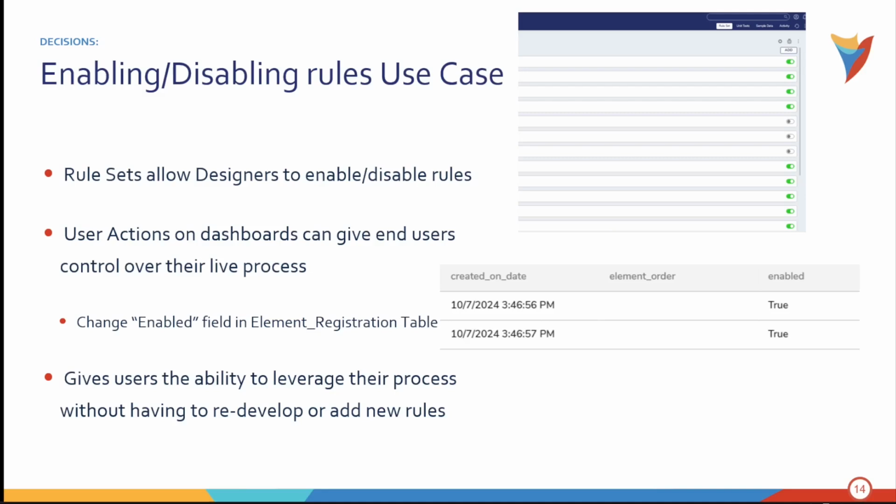In addition to that, you have the ability to have a dashboard with a report that could display all of your rules. Using the element registration table, you can choose whether or not those rules are enabled or disabled. There's a field on the element registration table called enabled, and you could, if you wanted to, set up user actions on a dashboard that can then give end users control to click on that user action and disable a specific rule. So you could change that enabled field in the element registration table to be false. And so now that rule will be disabled.